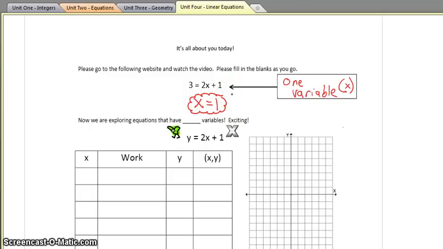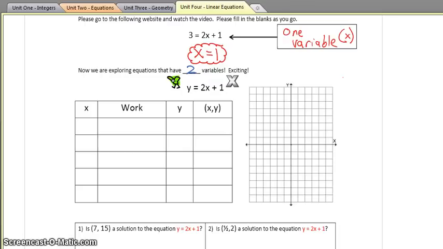We're going to now explore down here. We are now exploring equations that have how many? 2 variables, and that would be x and y. On the left and on the right, you see the little x and the little y. Okay, so keep that in mind. We're not going to have just one answer anymore. We're not going to just have one, what we're going to call solution, anymore. You're going to have more than one.